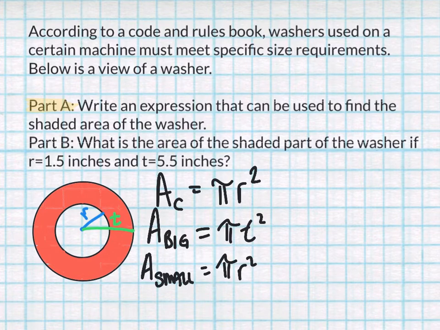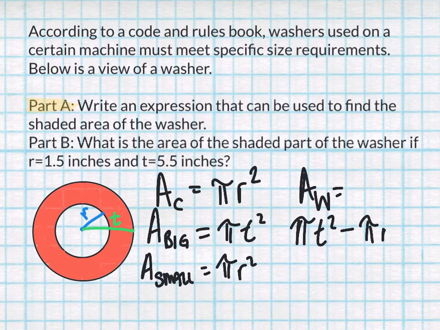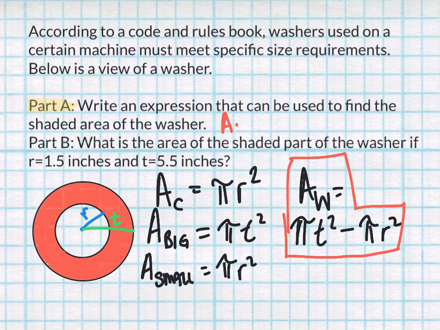So to find the area of the washer, what I need to do is area of the big one minus area of the small one. So I'm going to do pi T squared minus pi R squared. This will give me the area of that washer. So this is the answer to part A. Area of the washer is equal to pi T squared minus pi R squared.